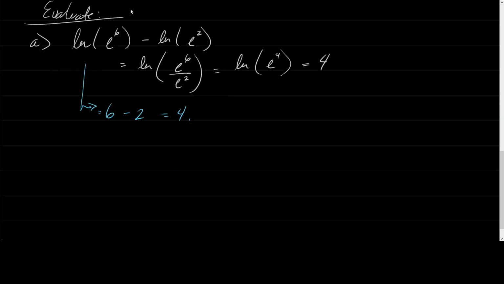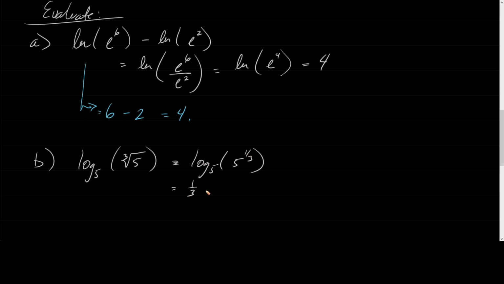Let's do another one. Let's say that I have log base 5 of the cube root of 5. This is the same thing as saying log base 5 of 5 to the 1/3. Bring the 1/3 to the front, so I have 1/3 log base 5 of 5, but log base 5 of 5 is just 1. So my answer there is just 1/3.